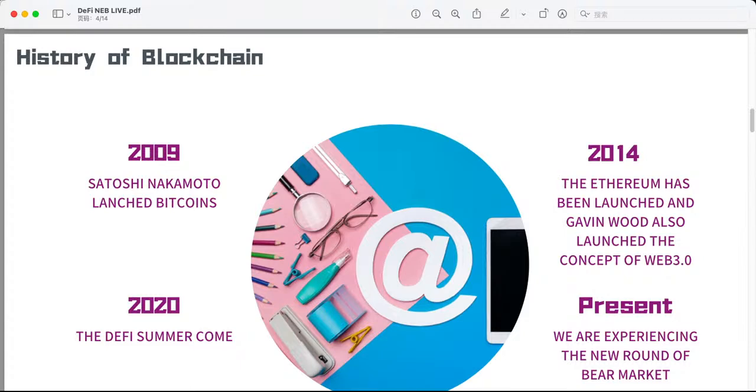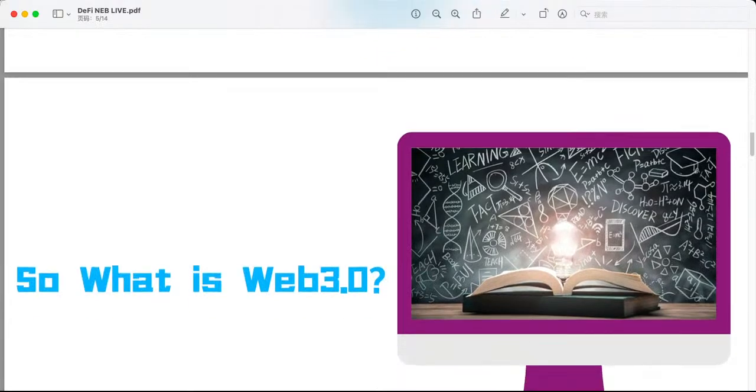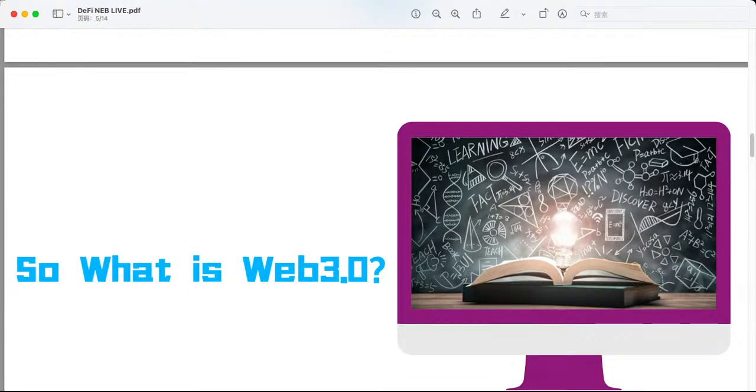So above all, that was the history of the blockchain. It is not very detailed, but it is introduced for you guys to know how the blockchain has developed. Let's go to the next part, where we already know something about the blockchain and also some big events that happened during the past few years.